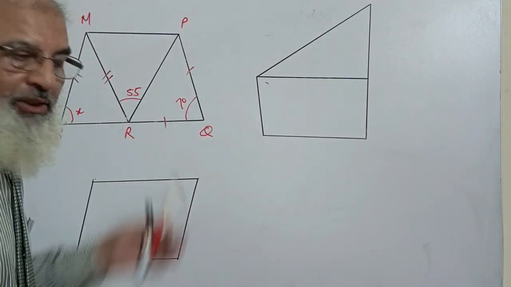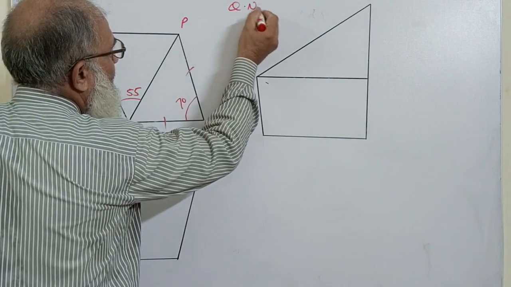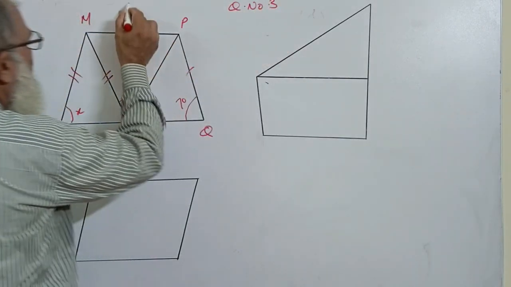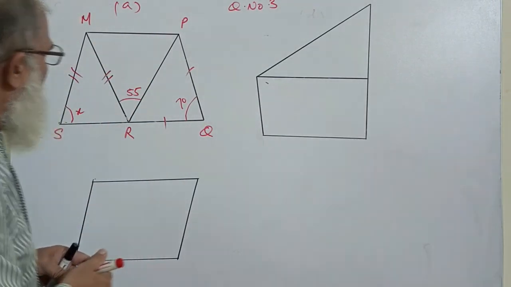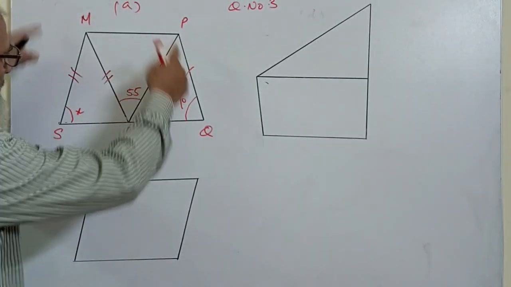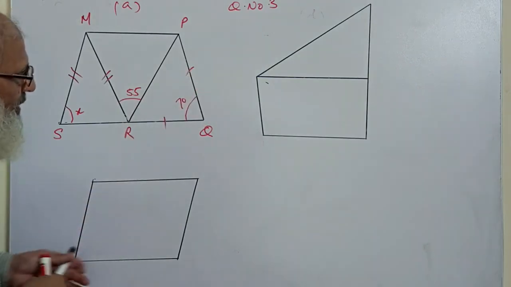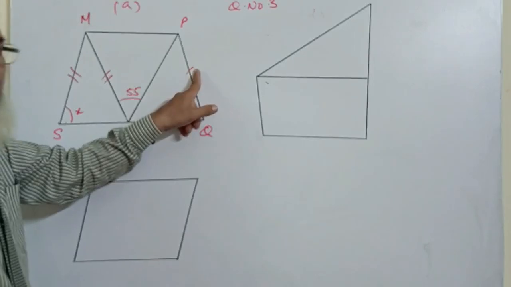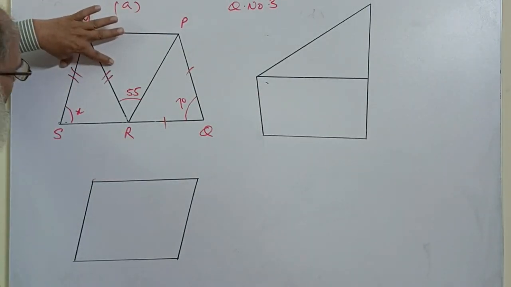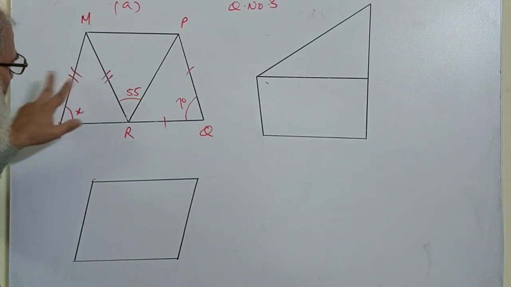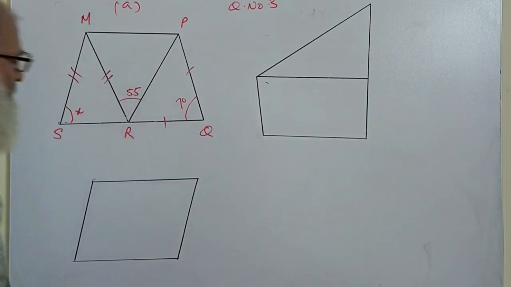Now, my dear students, the last question of this exercise is question number 3, part A. Here is part A. Now you see that this is a trapezium, and what we have been given are two isosceles triangles. This one is the first isosceles triangle because of two short lines, and this is the second isosceles triangle because of a pair of short lines over here. So there are two isosceles triangles.